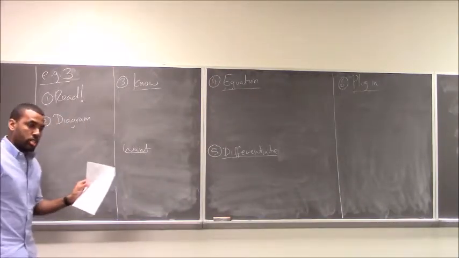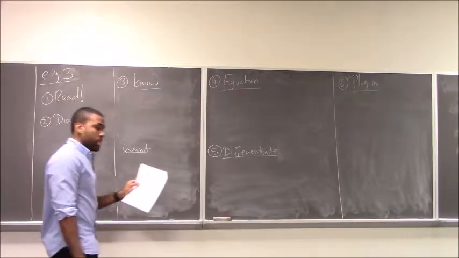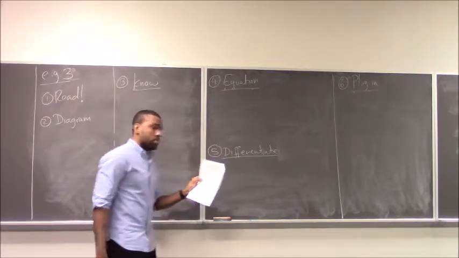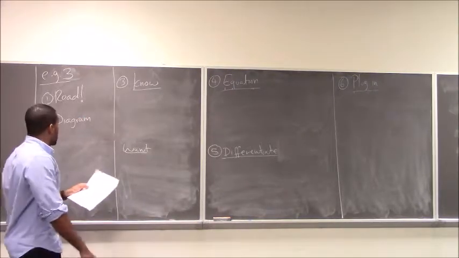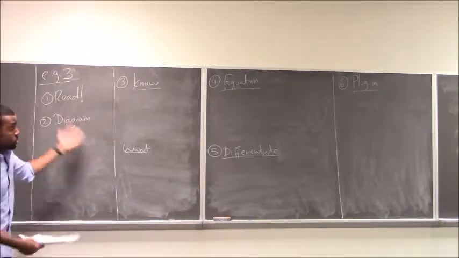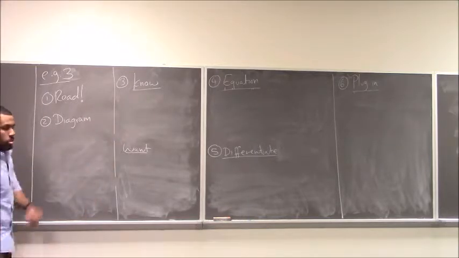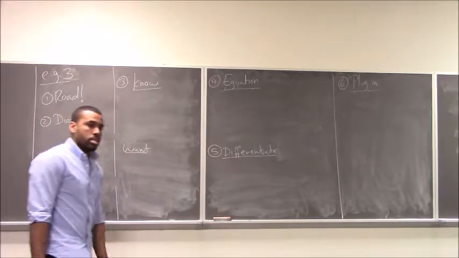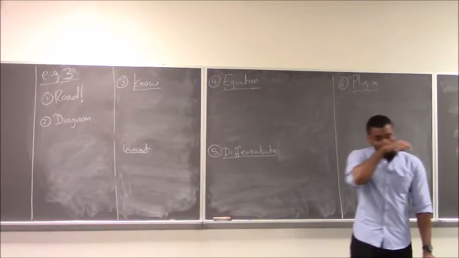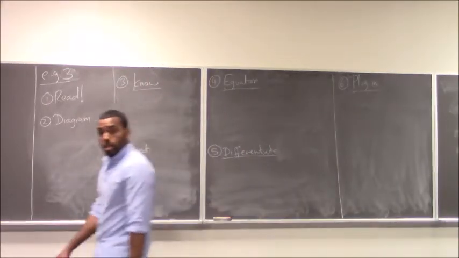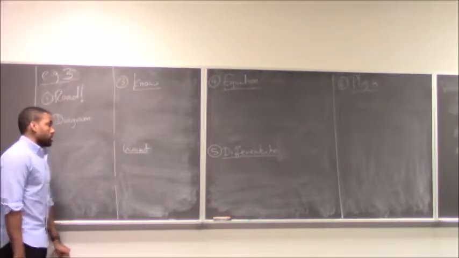So a situation is described to me. I realize it's a related rates problem because they told me about the rate of change of something and they asked me about the rate of change of something else. So I know I'm going to go through this 6-step process. The first thing I want is a diagram that describes this process. So what do you think such a diagram would look like? It's actually a triangle.